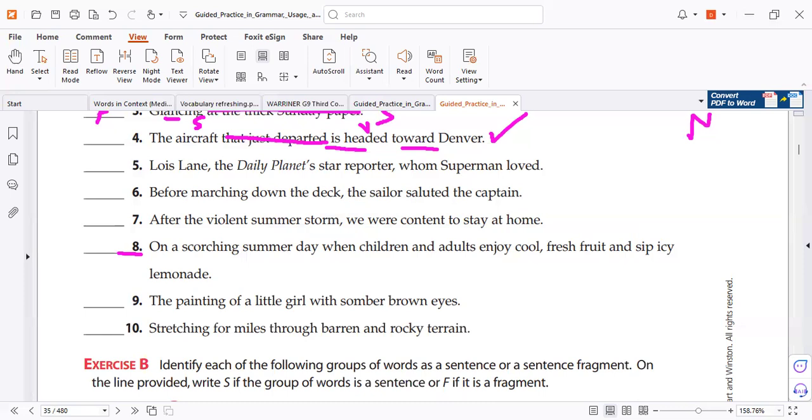Remember, we follow the rules. Find the prepositional phrase. Find the relative clause. Delete. There is nothing, so it's a fragment. Again, delete, delete. We have a subject but no verb. Fragment.